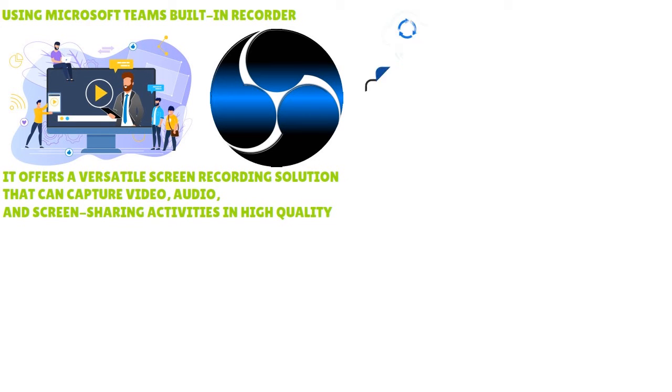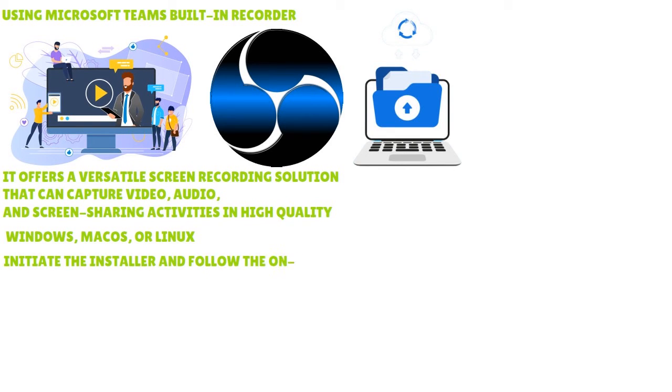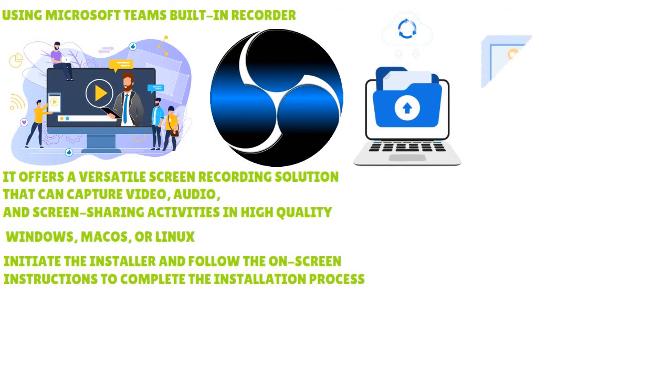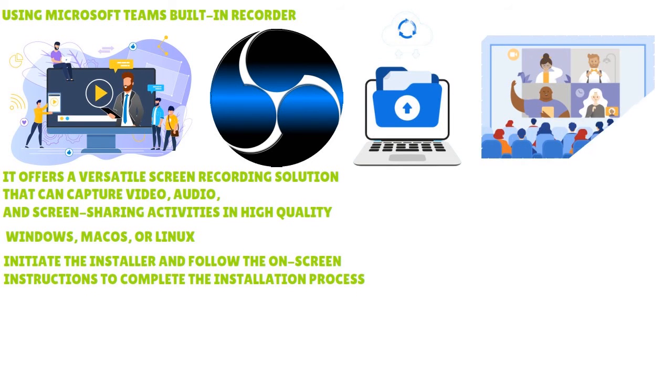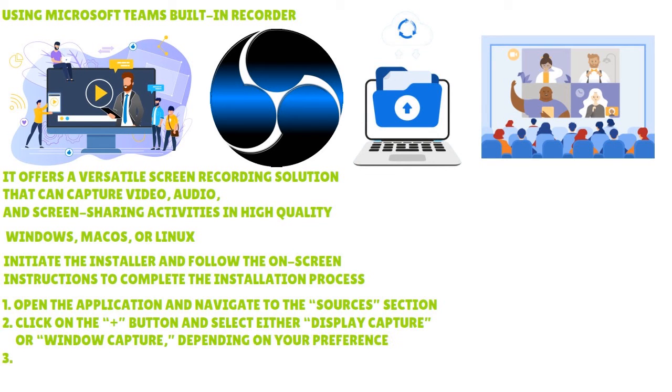Now, ensure that you download the version of OBS Studio that's compatible with your operating system, whether you have Windows, Mac OS, or Linux. Once the download is complete, initiate the installer and follow the on-screen instructions to complete the installation process. And configuring OBS Studio for Teams meeting recording is kind of straightforward. So let's say after installing OBS Studio, you want to follow a few steps. Open the application and navigate to the sources section. Click on the plus button and select either display capture or window capture, depending on your preference.